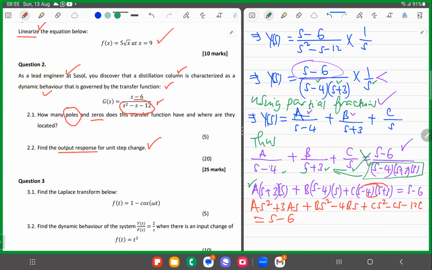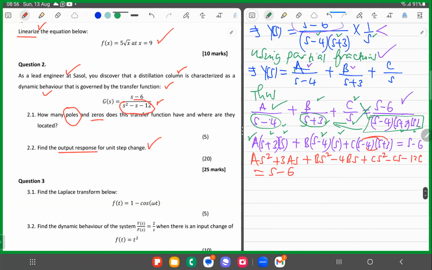But obviously, the denominator, now the S minus 4 into S plus 3 into S, if it multiplies the A part, only S minus 4 is going to disappear, and we're going to be left with S plus 3 and S. That's why I have S plus 3 and S. If it multiplies the B part, S plus 3 is going to cancel out, and you're going to be left with S minus 4 and S. If it multiplies this one, it's going to cancel out the S, and you're going to be left with S minus 4 and S plus 3. So that is just simplification. Just take note of that.